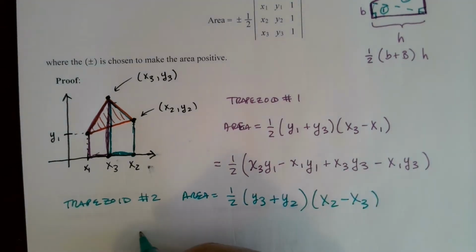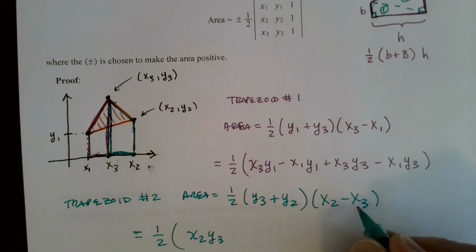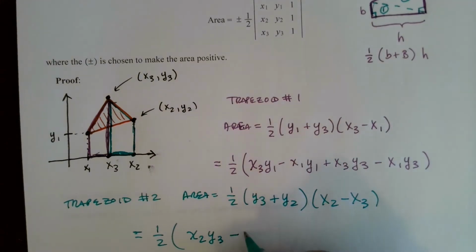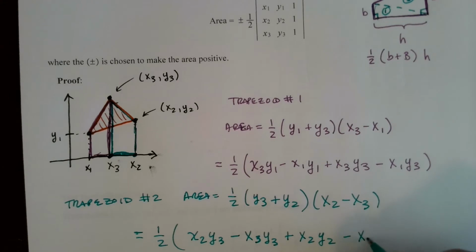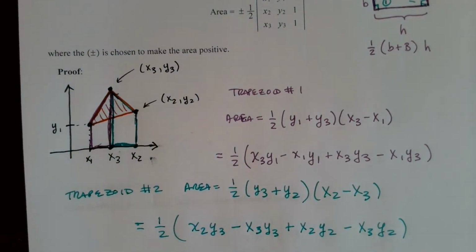Okay, and again, I'll expand this out. y3 times x2 is x2 y3. Outer y3 x3, so minus x3 y3. Inner plus x2 y2, and last minus x3 y2. Okay, so there's that one. And then one more to do. I'll do this one in blue.